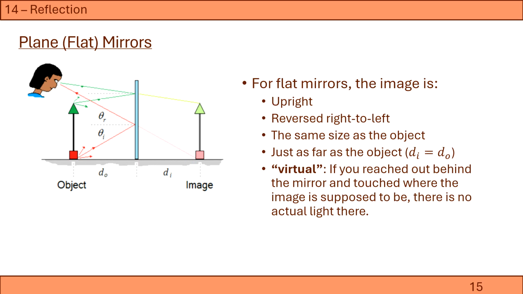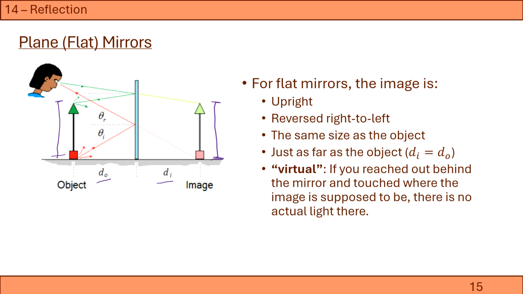For flat mirrors or plane mirrors, there are a few things we can note about the image that's created. So the image is going to be upright, but reversed right to left. You can see your own reflection, if you hold up your right hand, it looks like it's holding up its left hand. It's the same size as the object, so the reflection's height is equal to the original object's height, even though since it's farther away, it might look smaller. And it's just as far as the object is to the mirror, so DO equals DI.